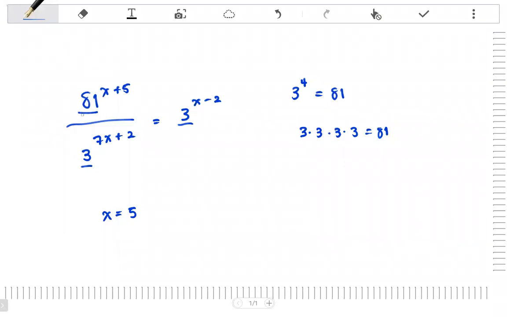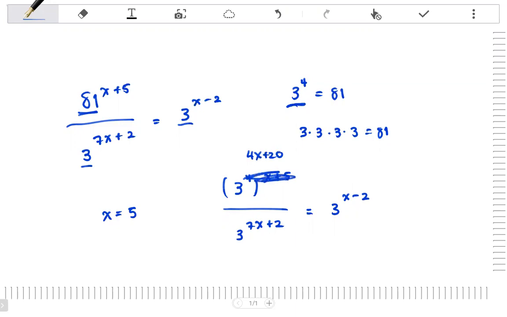So we can change 81 in place of 3 to the 4th. If we rewrite our question, 3 to the 4th, x plus 5 all over 3, 7x plus 2 equals 3x minus 1. And now once again, we just simplify. 4 times x plus 5 is going to be 4x plus 20. I'll just cross it out.